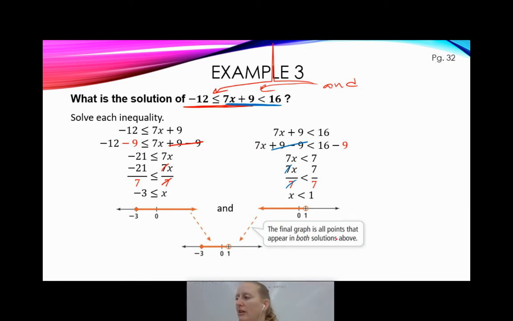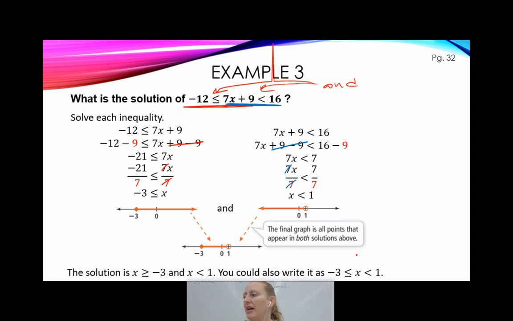So the final graph is all of the points that appear in both solutions. It has to be true for both of them. So I'm just looking for where these two graphs, if I put them right on top of each other, where would they overlap? That is my and. And thus, we can either write our solution as x is greater than or equal to -3 and x is less than 1, or you can write the collapsed version, the squished together version, where we say -3 is less than or equal to x, which is less than 1. Either way of writing the answer is correct.